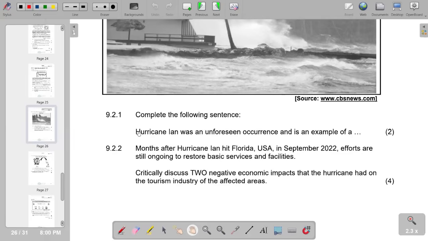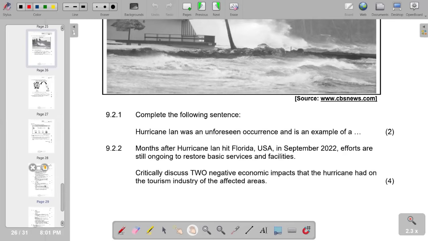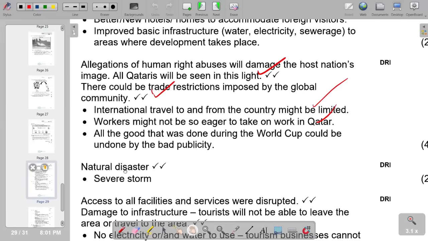Then 9.2.2. Months after Hurricane Ian hit Florida, USA in September 2022, efforts are still ongoing to restore the basic services and facilities. Critically discuss two negative economic impacts that the hurricane had on the tourism industry on the affected areas. So, what are the negative economic impacts on the affected areas in terms of the tourism industry? So, obviously, people who wanted to visit some places had their trips cancelled due to the floods. That is a clear negative impact that we can clearly deduce.